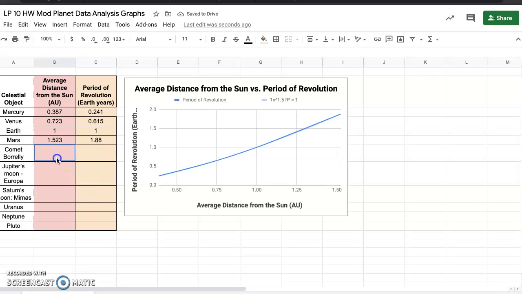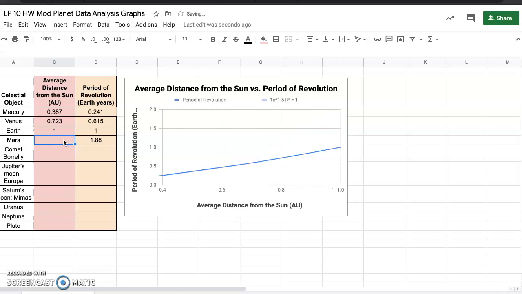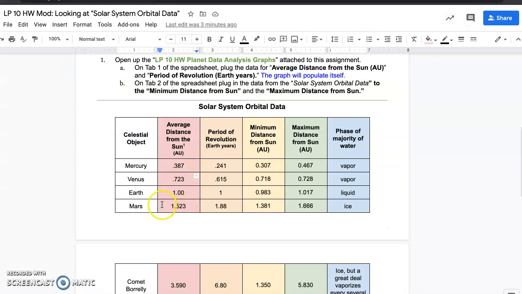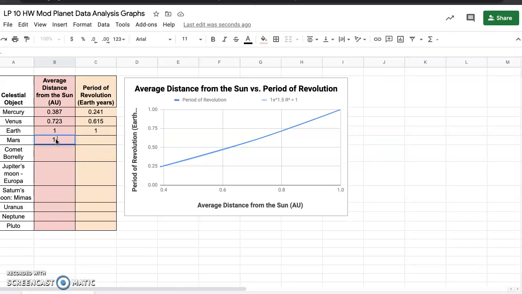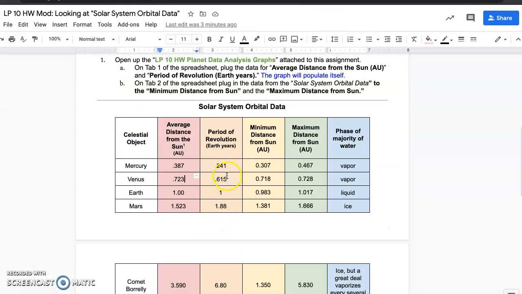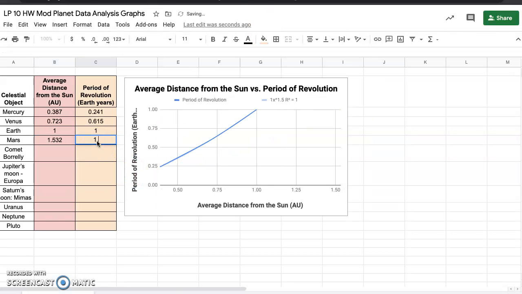As you put in these values, you'll see the graph pre-populate. So I'm going to take away Mars for a second. Let's say Mars is 1.532 AU away from the sun. So I'm going to put 1.532 here, and then the period of revolution is 1.88 Earth years. It takes 1.88 years to go around the sun. And so we see that this populated the point for Mars.